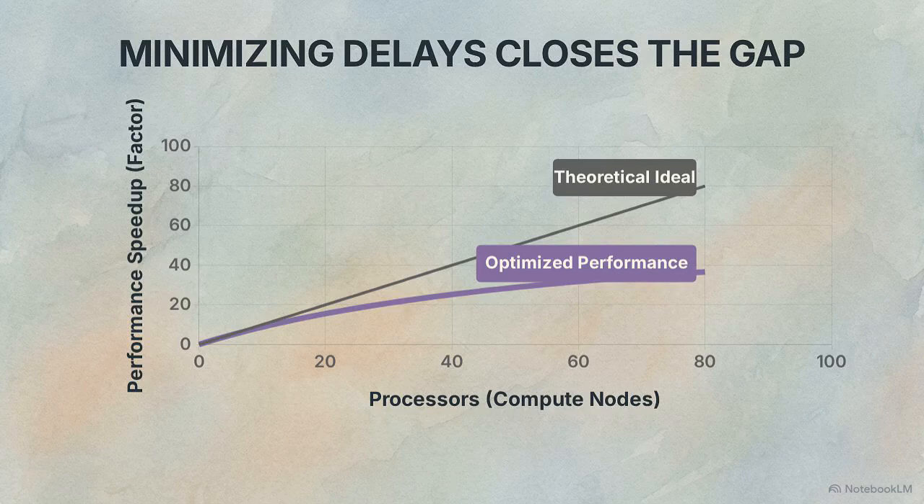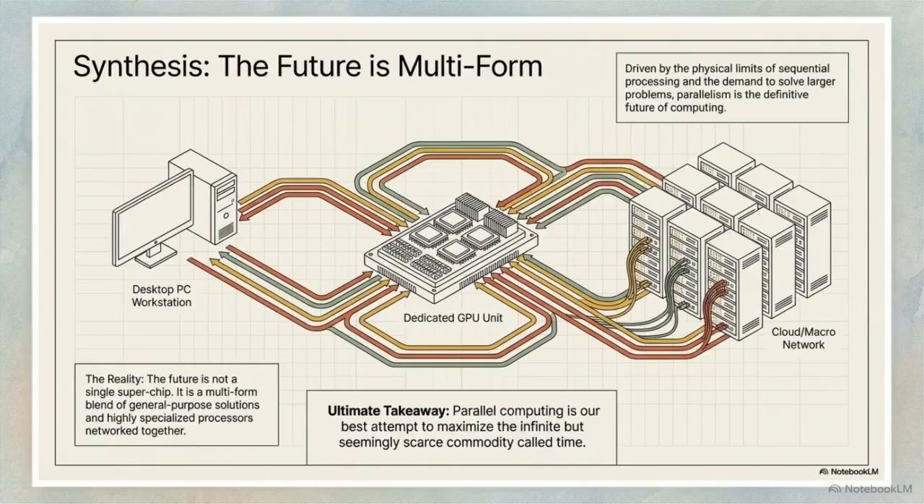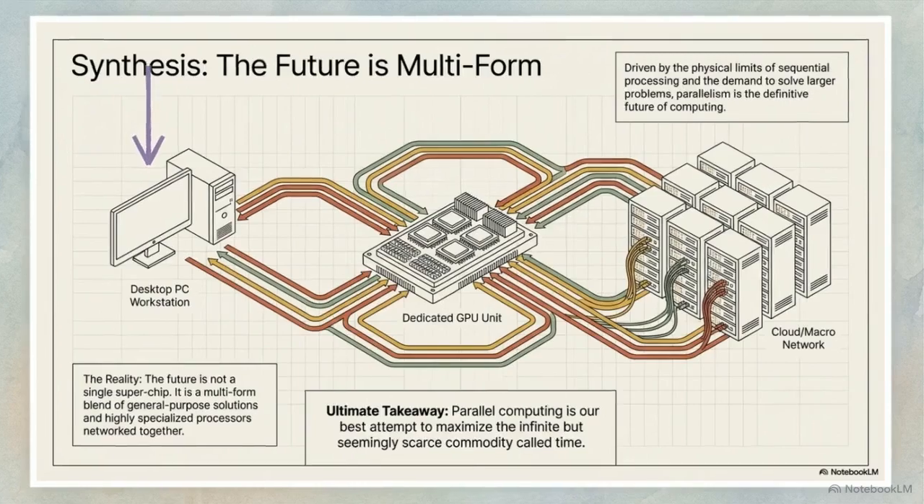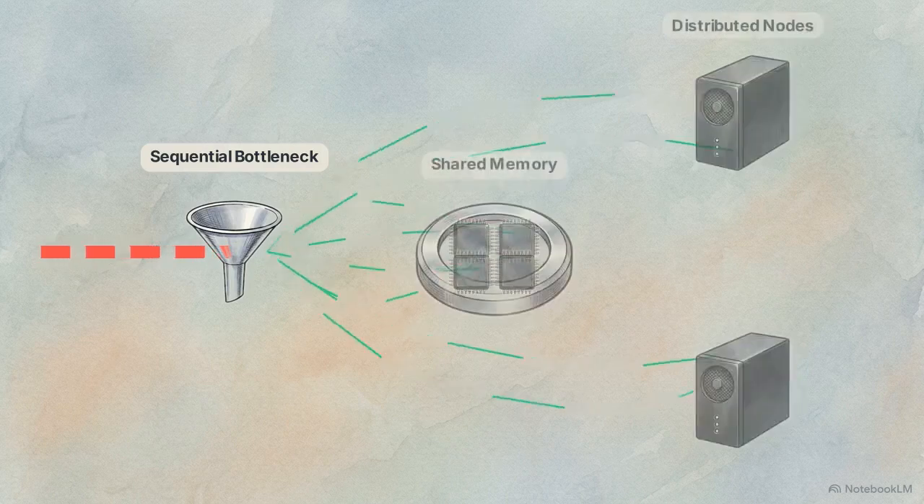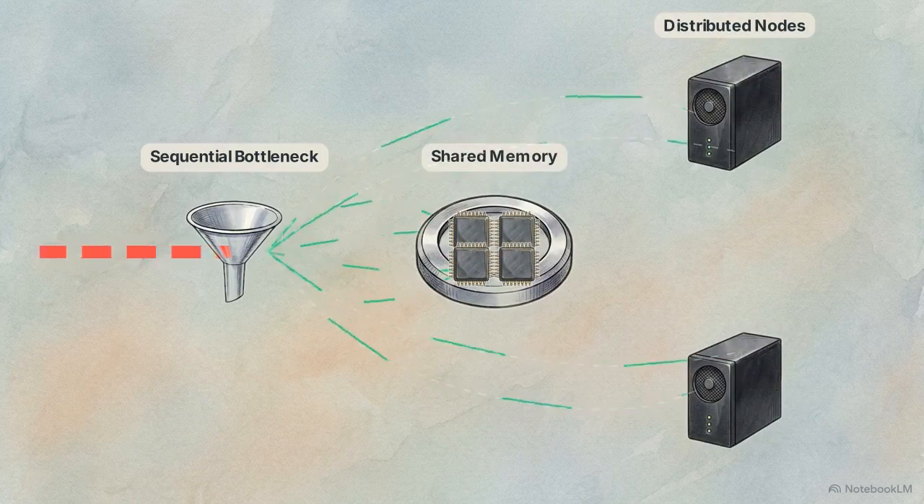Here is the entire interconnected ecosystem we've built. We start with a standard desktop, branch out into dedicated GPU units for specialized tasks, and network outward to massive server clusters for the heaviest loads. To get to this point, we bypassed sequential bottlenecks, fractured our instructions into independent code, mapped them to a hybrid hardware tier, and routed to shared and distributed memory to keep data flowing.